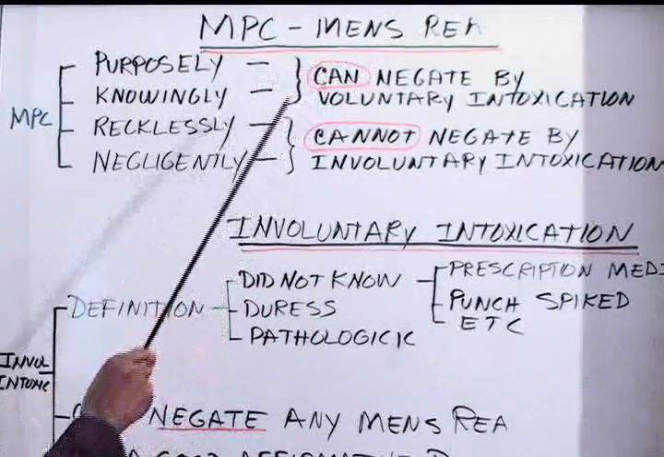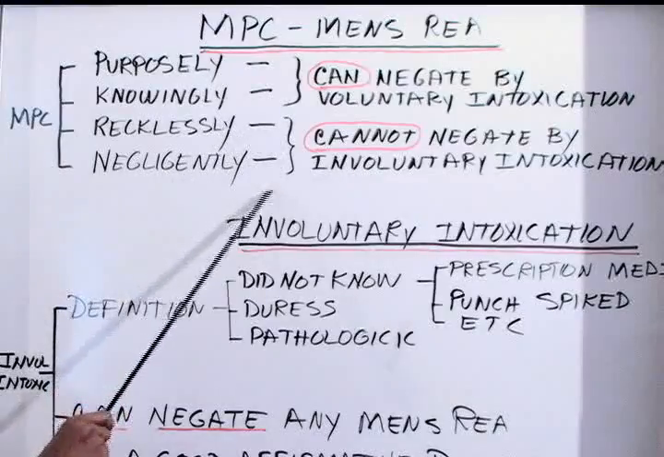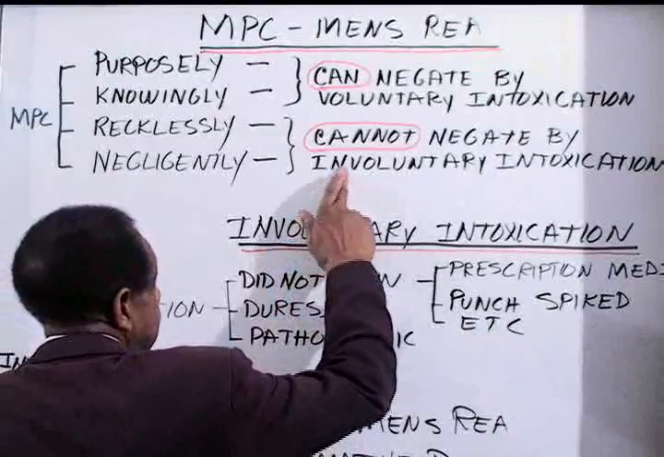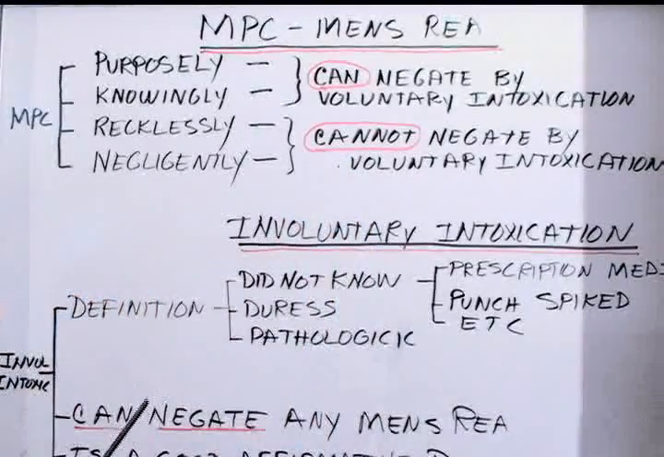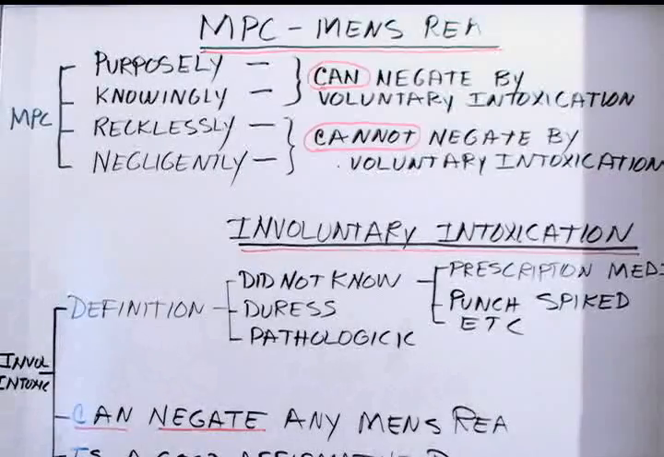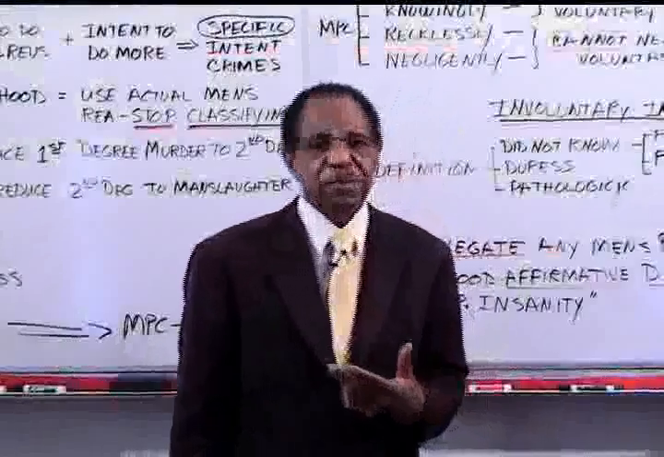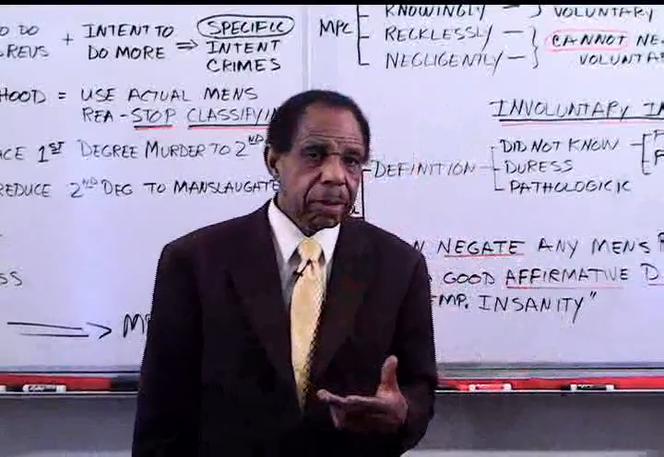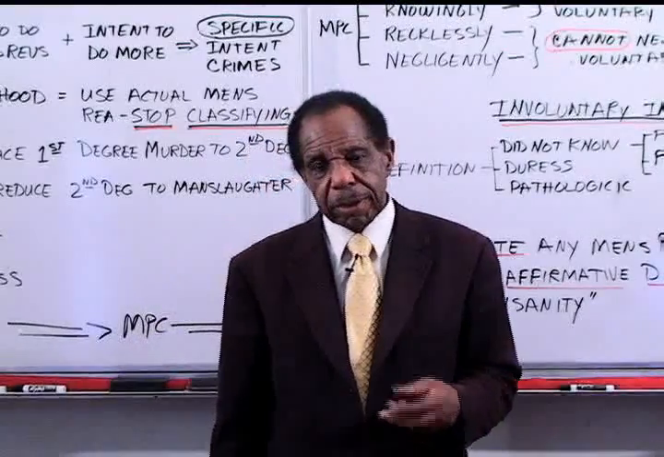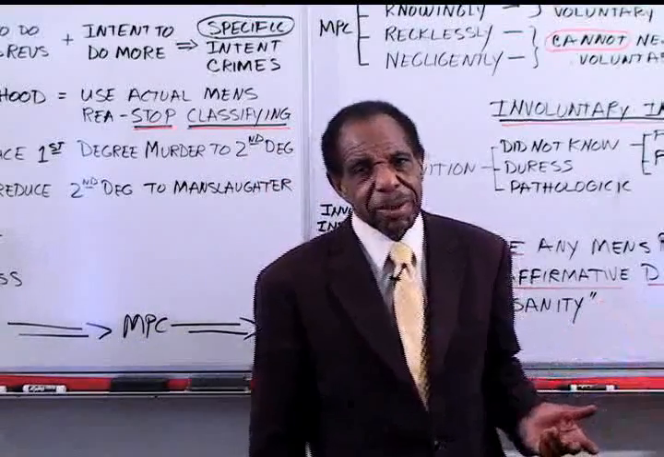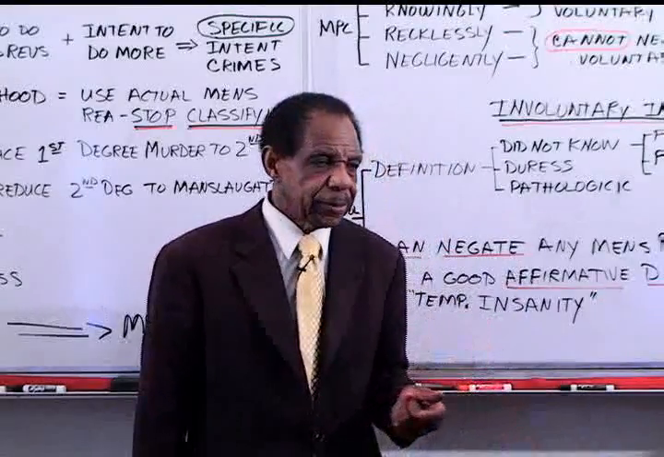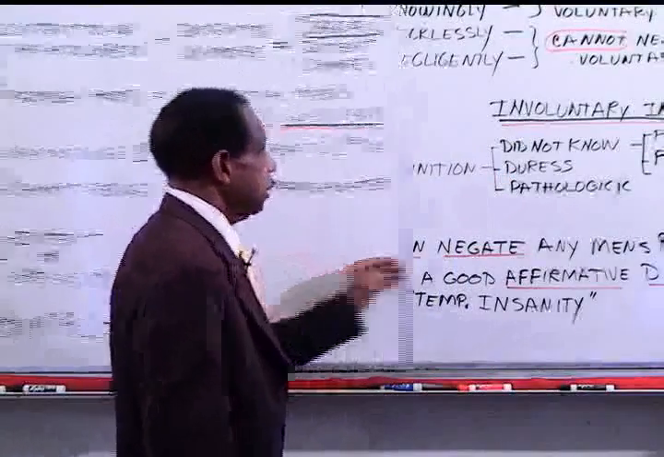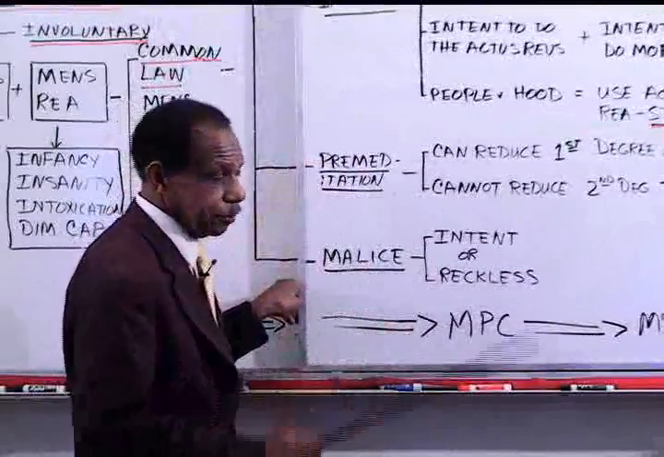You can, but you cannot negate recklessly or negligently by voluntary intoxication. Now, what we understand at this point is that you need the mens rea to commit the crime, and we understand that at common law, the three mens reas that we might end up defeating would be intent, malice, and premeditation.